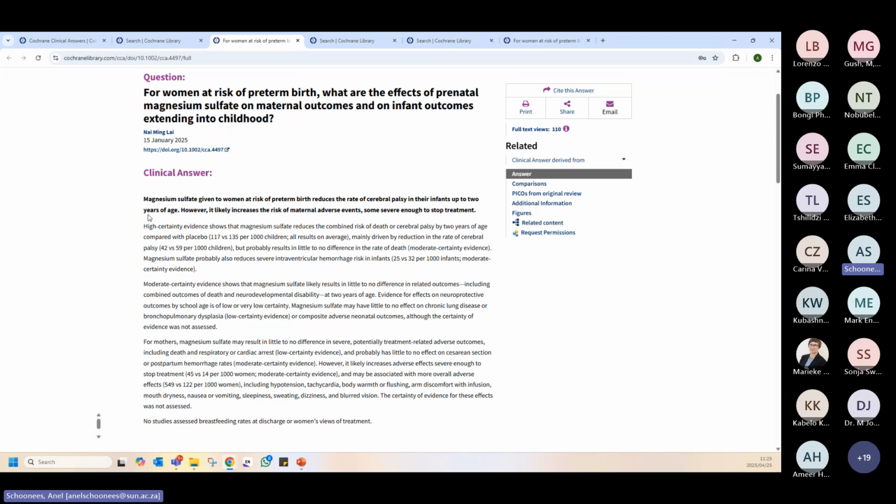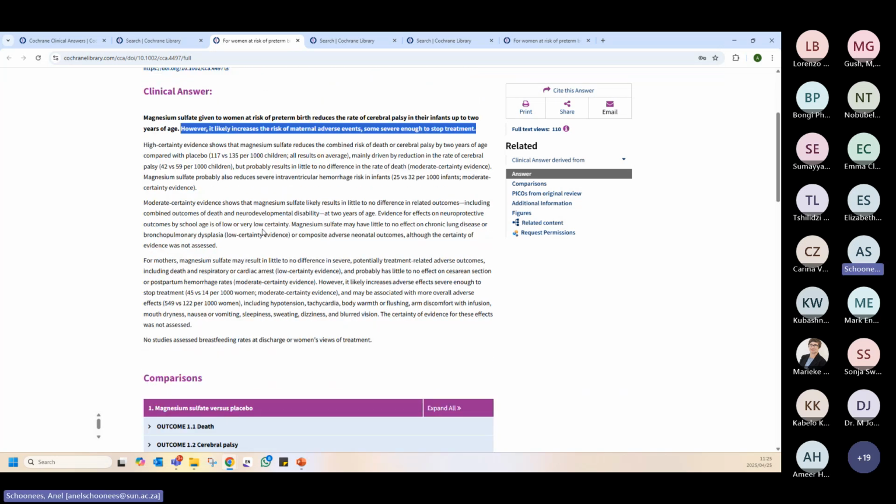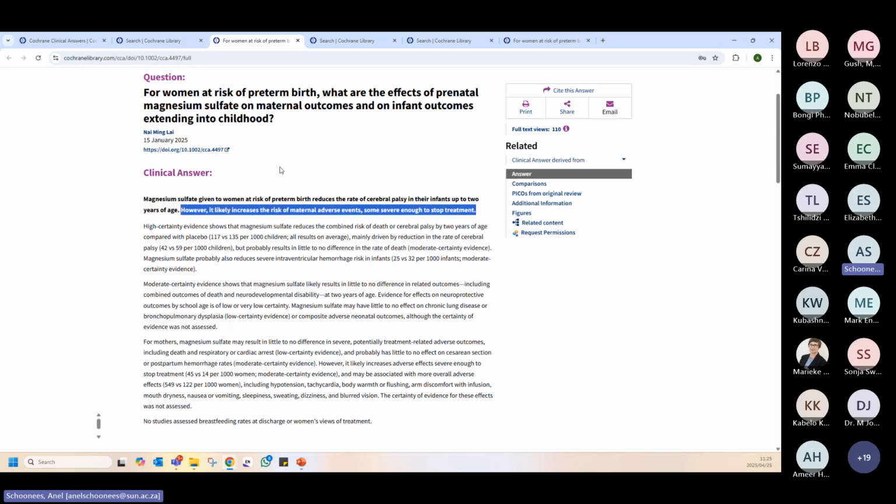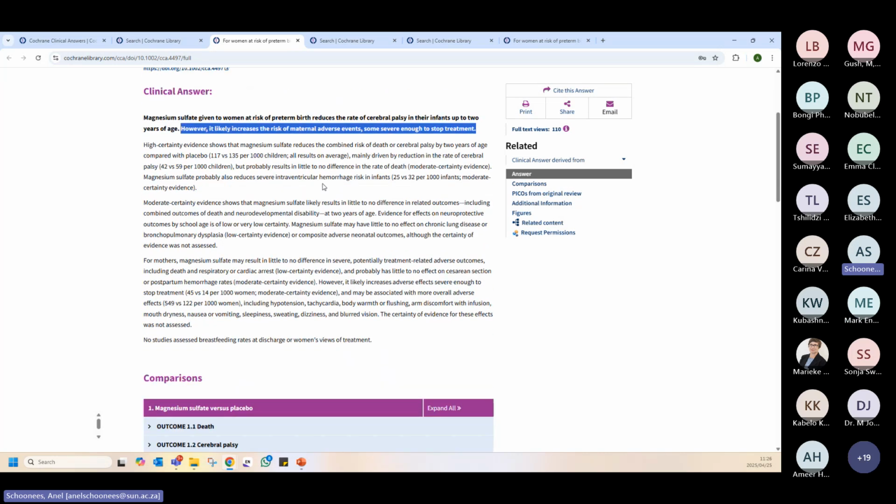And on the top, it gives us the bottom line. Magnesium sulfate given to women at risk of preterm birth reduces the rate of cerebral palsy in their infants up to 2 years of age. However, it likely increases the risk of maternal adverse events, some severe enough to stop treatment. So those are ones that we would then like to go and have a closer look at. So the Cochrane clinical answer is almost like a mass media report where the bottom line is given to you first, and then as you work through the rest of the article, you will get to the more detail.